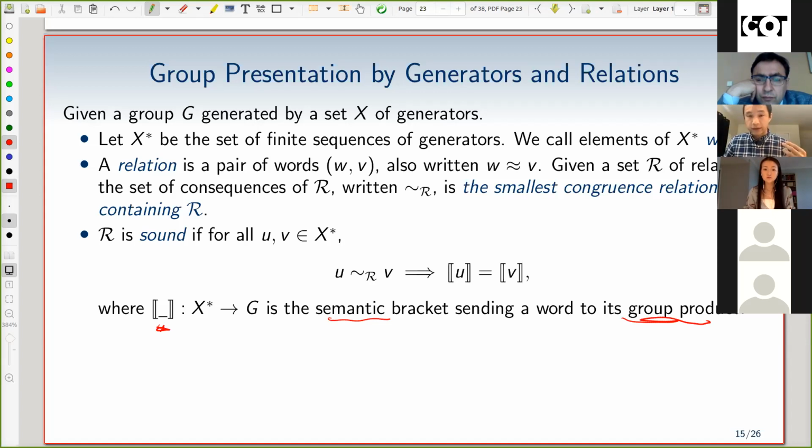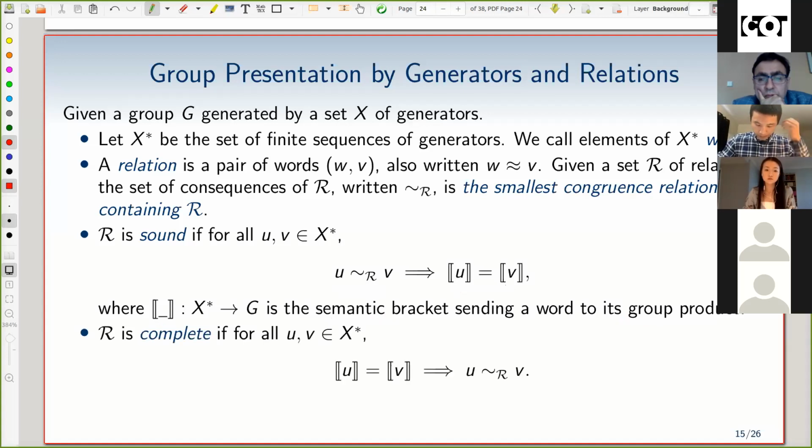And so if two words are semantically equal, then the relation is true. So all the consequences of R are true consequences. That's soundness: all the consequences of R are true relations, semantically equal. Completeness means all semantically equal words, which represent the same group element, are actually consequences of R. So our R captures all the semantically equal words.